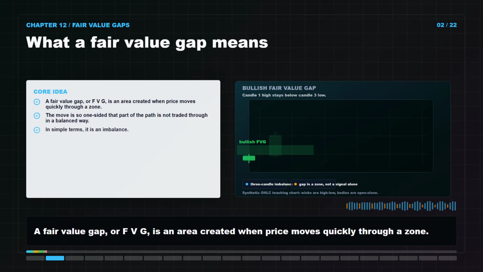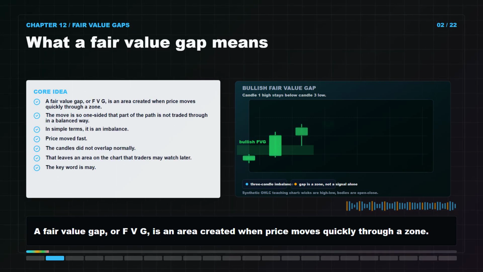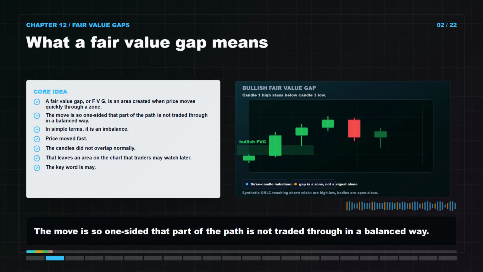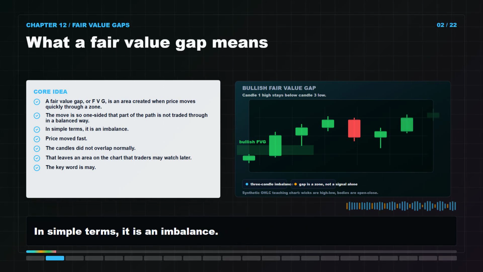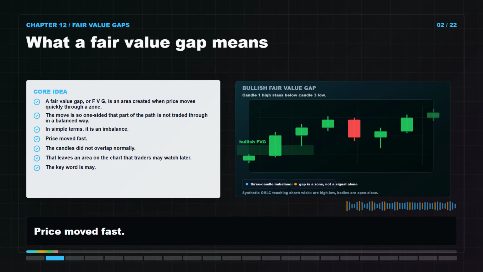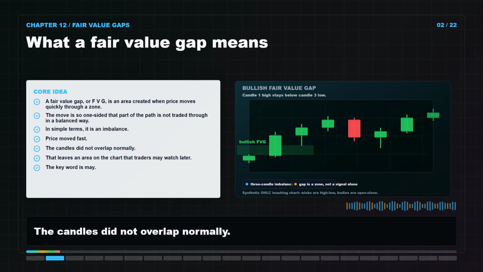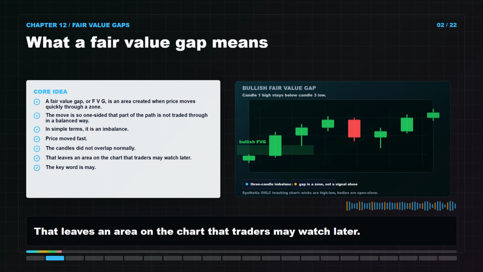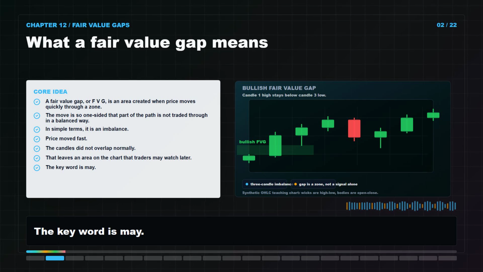A fair value gap, or FVG, is an area created when price moves quickly through a zone. The move is so one-sided that part of the path is not traded through in a balanced way. In simple terms, it is an imbalance. Price moved fast. The candles did not overlap normally. That leaves an area on the chart that traders may watch later. The key word is may.